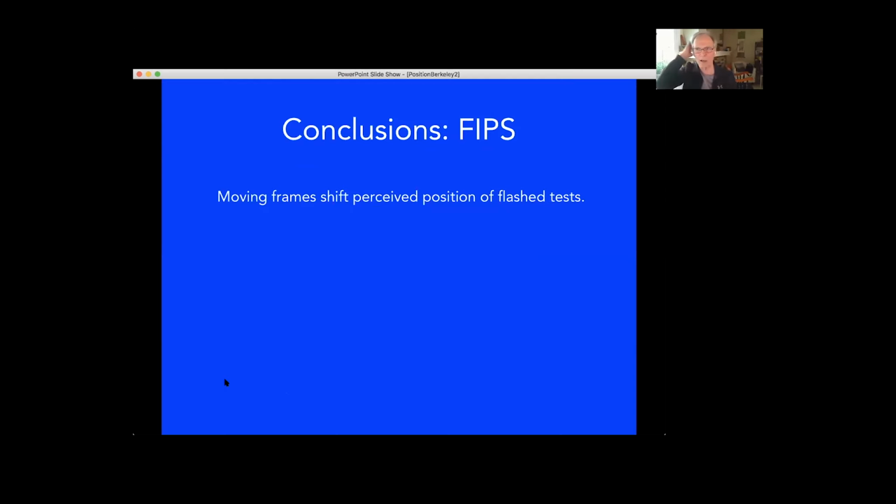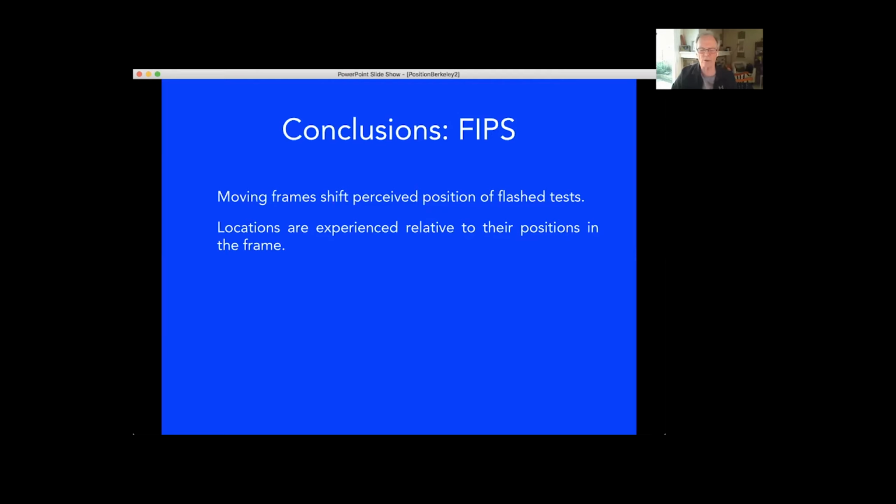Okay, so let me stop because we're over. Moving frames shift the position of flash tests by a whole bunch. This is a very large effect. I didn't take the time to point out, but it is large enough to move the apparent position of a flash from one hemifield to another.